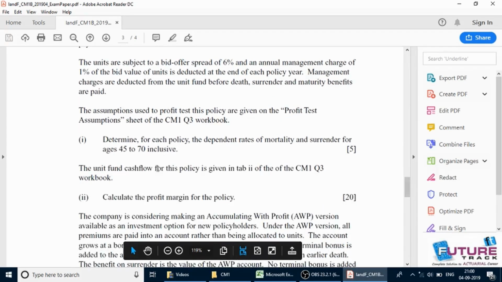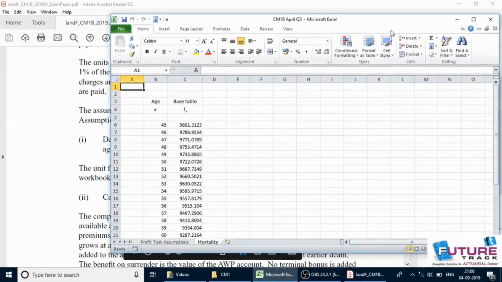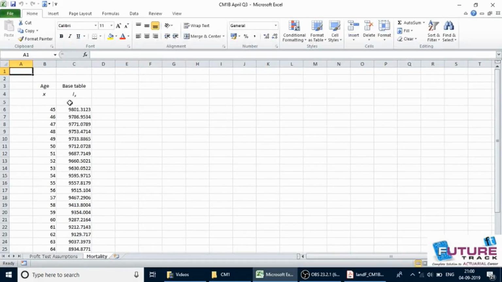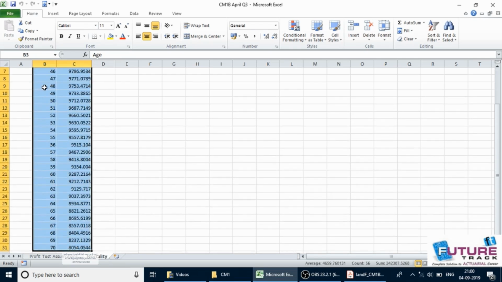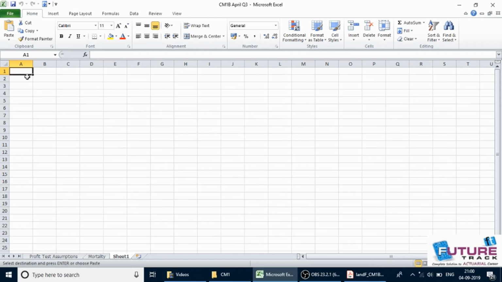We have to first find the dependent rates of mortality and surrender for ages 45 to 70 inclusive. So we have to create a multiple decrement table for this. See, we have been given the lx in our table already. So let's copy paste this on the new sheet.